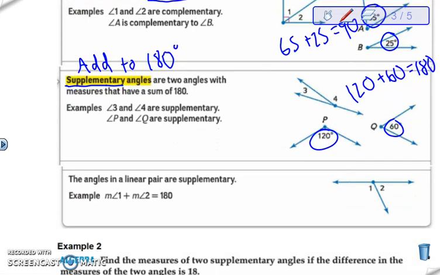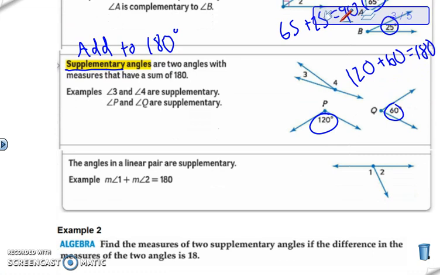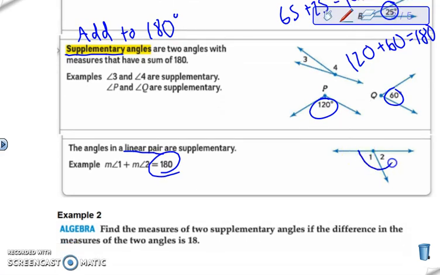So any angles that add up to 90 will be complementary. Any angles that add up to 180 will be supplementary. And finally, if you have a linear pair, it's always going to equal 180 degrees. So if I look at angles 1 and 2, I know if I rotate from angle 1 through angle 2, it's going to be 180 because that's my rule.